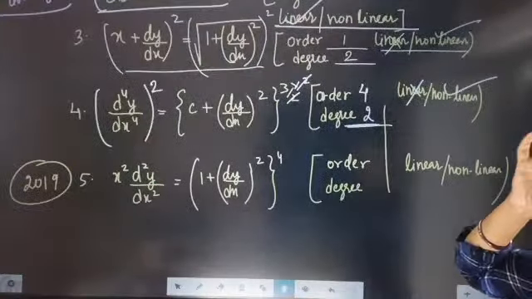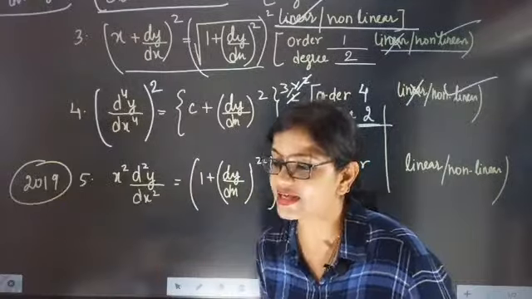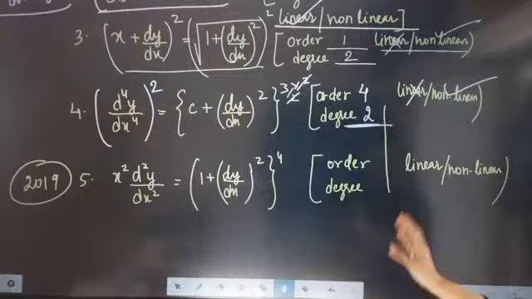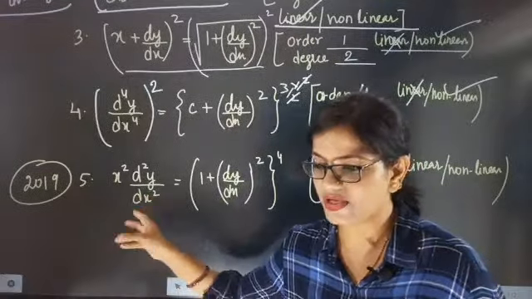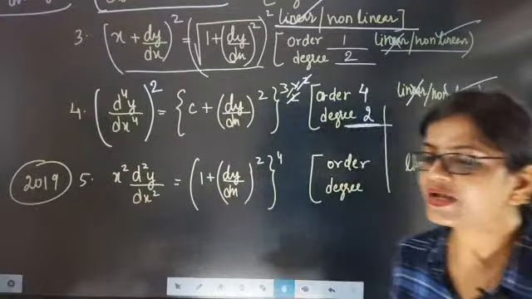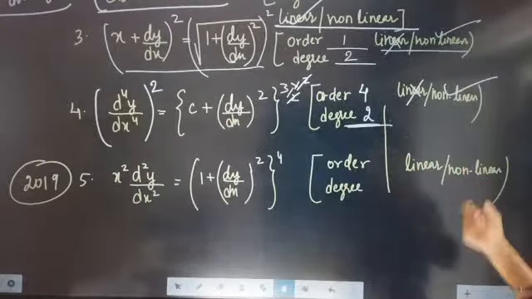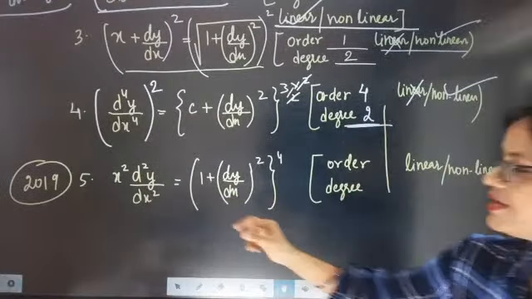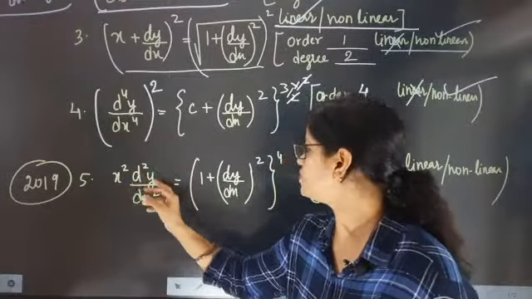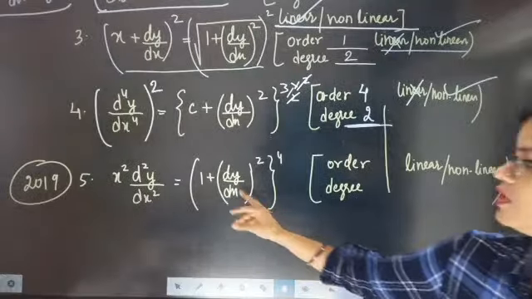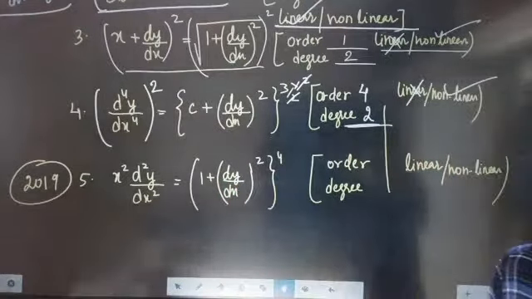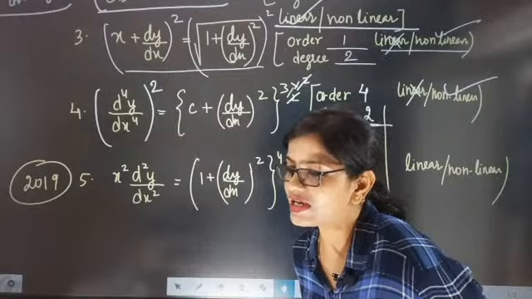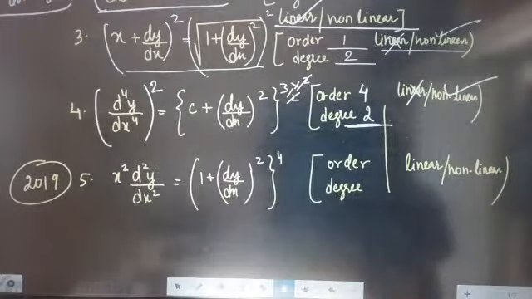This question came in CBSE 2019. There they have asked order, degree, linear, non-linear. Everything they have asked in CBSE 2019. Then what is the order, what is the degree, is it linear, non-linear? See the question here nicely. Here it is written as x square d2y by dx square equal to 1 plus dy by dx whole square, and then outside 4 is there. So very cleverly attempt this question and tell.